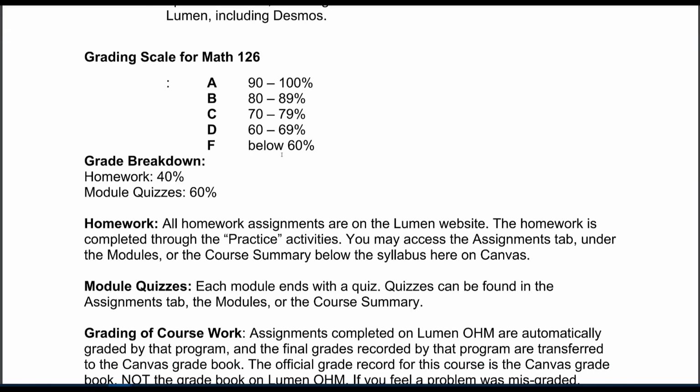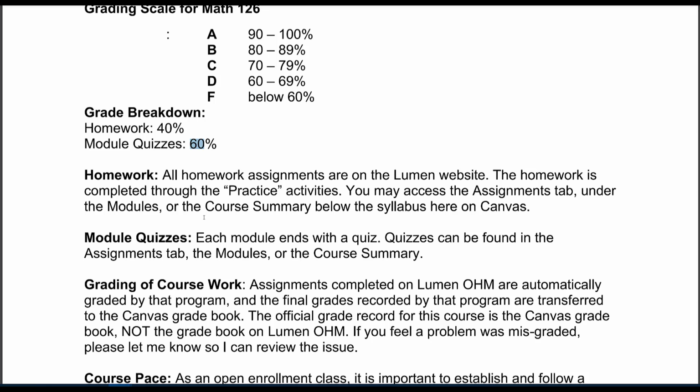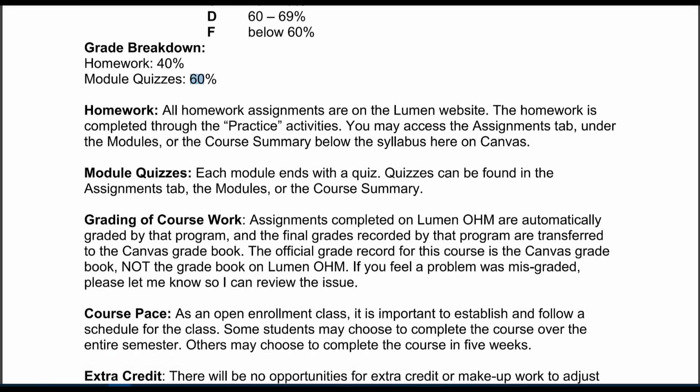Okay, grading scale for the class is standard. A grade breakdown: 40% of the grade is homework, 60% are the module quizzes. And you'll see those in the syllabus. Homework: all homework assignments are on the Lumen website. The homework is completed through the practice activities. You may access the assignments tab under the modules or the course summary below the syllabus here on Canvas.